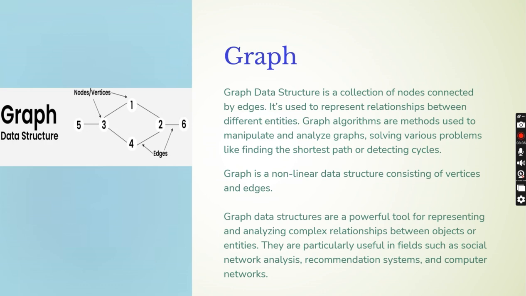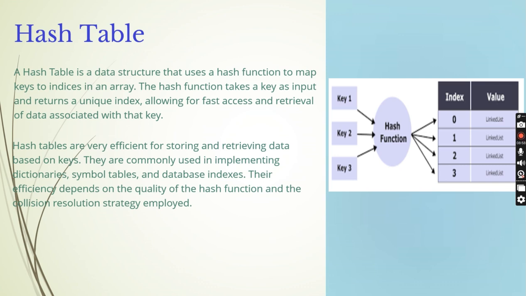these are non-linear data structures consisting of vertices and edges. These are very powerful tools to represent and analyze the complex relationships between objects and entities. So they are particularly useful in the fields of social network analysis, recommendation systems, and other computer networks.